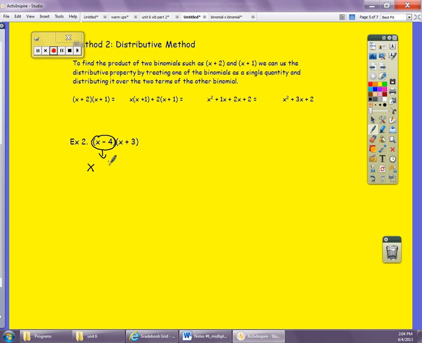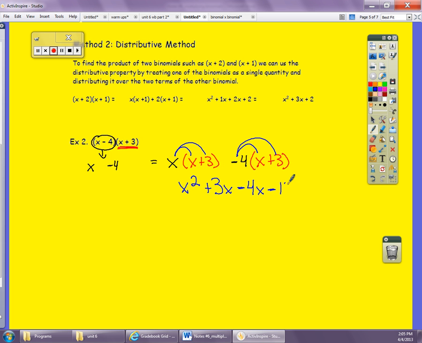So once again, if we look at example 2, we're taking this binomial and we're saying we have an x and a negative 4. Now I take this x plus 3 and I multiply everything by it. So I have my x times the x plus 3, and then we have a negative 4 times the x plus 3. We can simply multiply this. So we do x times x, x squared, x times 3, plus 3x, negative 4 times x, negative 4x, and negative 4 times 3, negative 12.